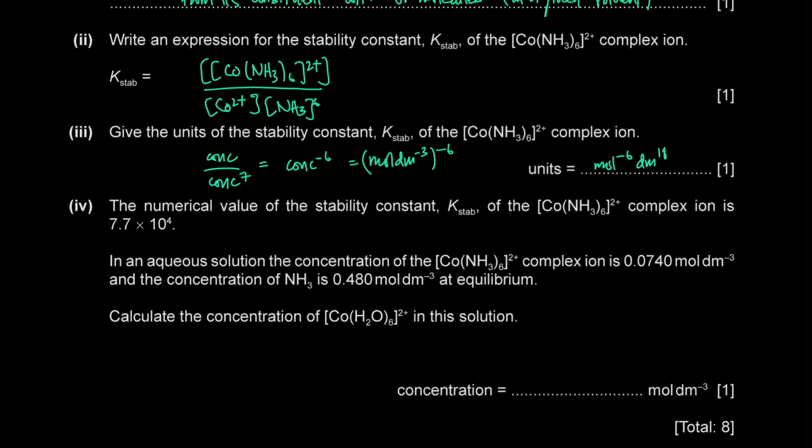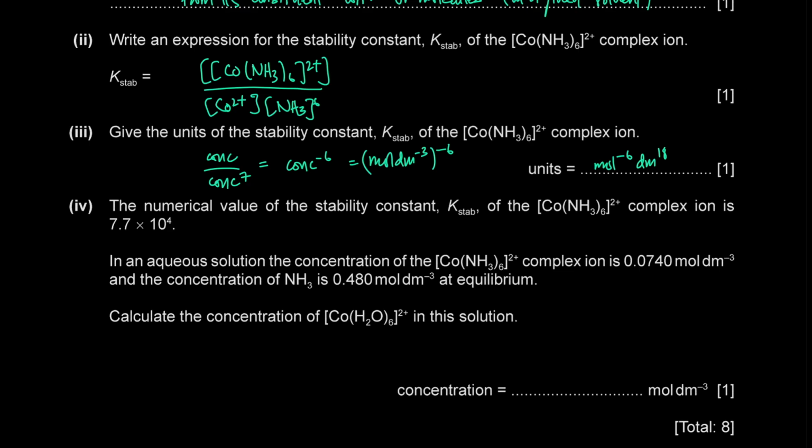In an aqueous solution, the concentration of the cobalt 2 hexaamine complex is 0.074 moles per decimeter cube, and the concentration of ammonia is 0.48 moles per decimeter cube. Calculate the concentration of the cobalt 2 hexaaqua complex in this solution. So again, this complex over here is just Co2+ written in the simpler form. So let's just say that the concentration of this is X.